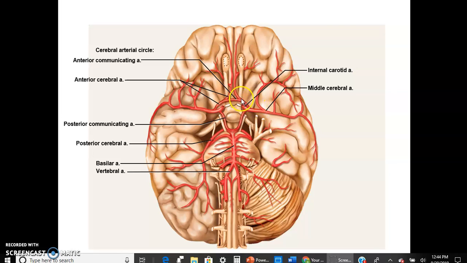From the internal carotid artery, it comes outward, coming into the middle cerebral artery. So you've got anterior cerebral, anterior communicating, internal carotid, middle cerebral. From there, it comes down. Now we're dealing with the backside, our posterior. So we have our posterior communicating, which is, again, an arch figure.